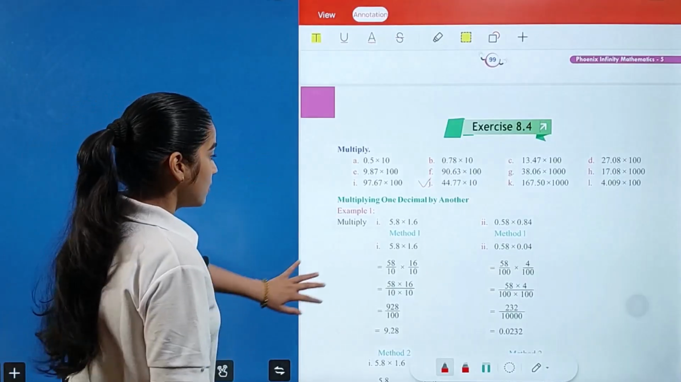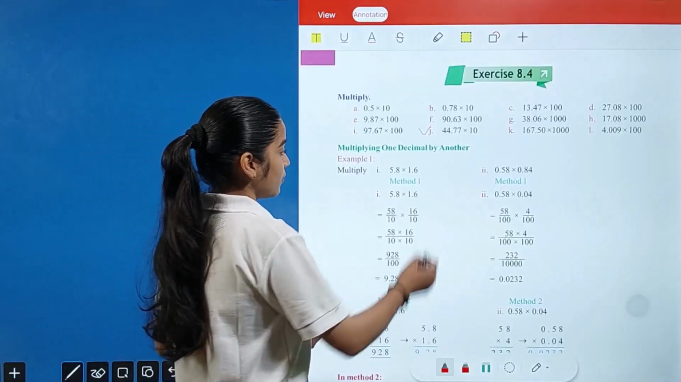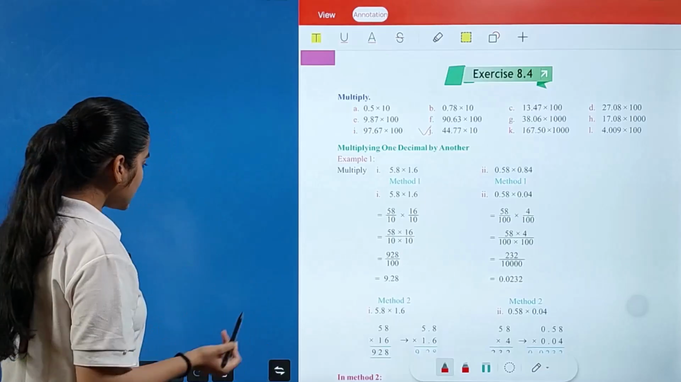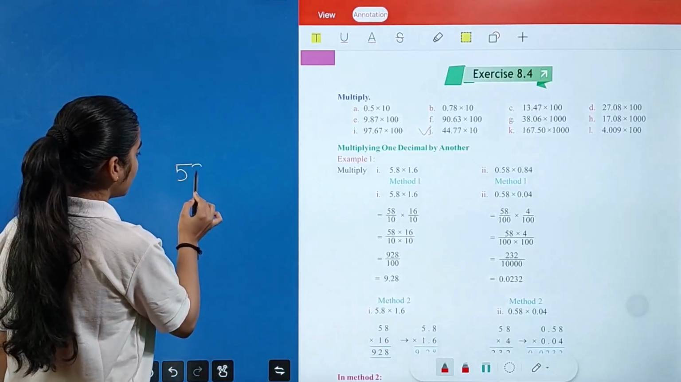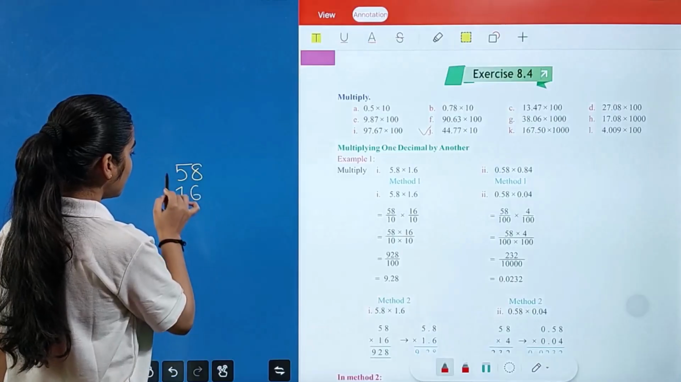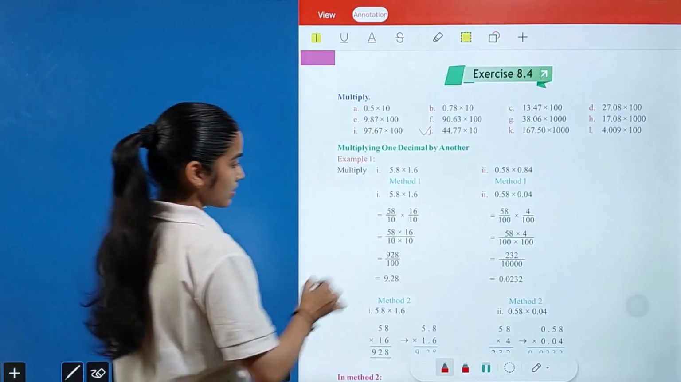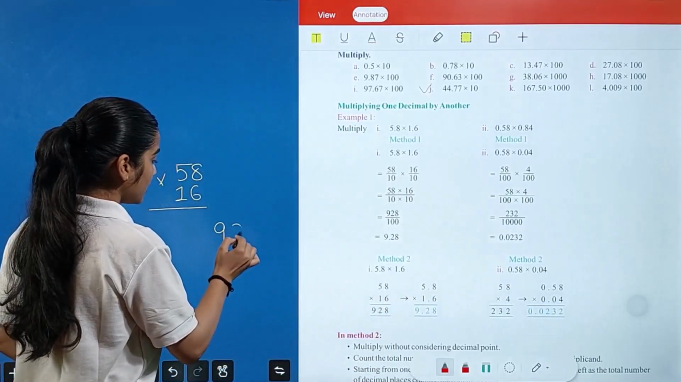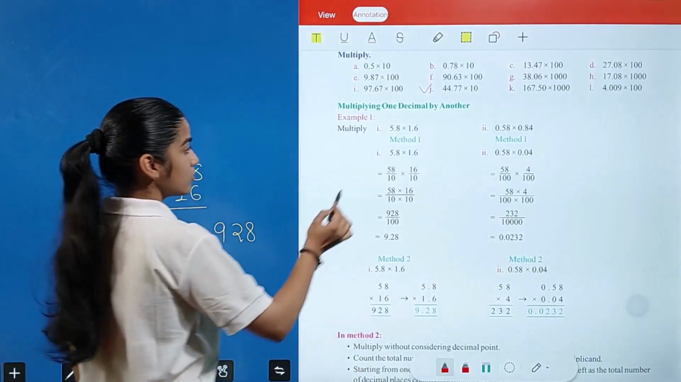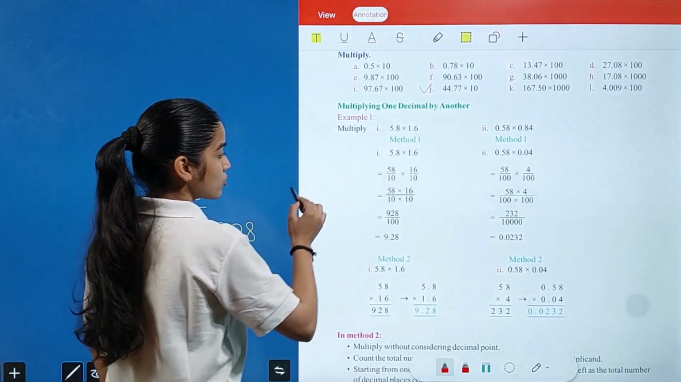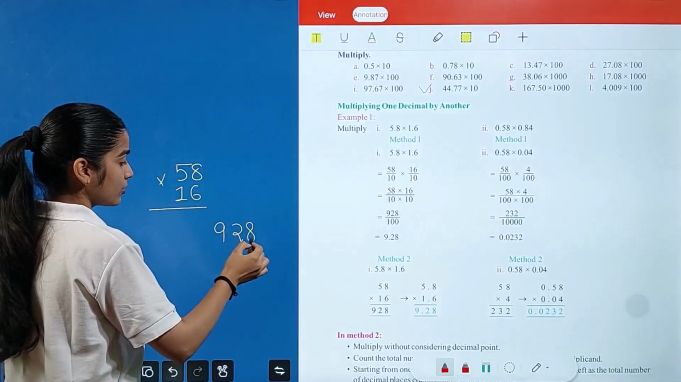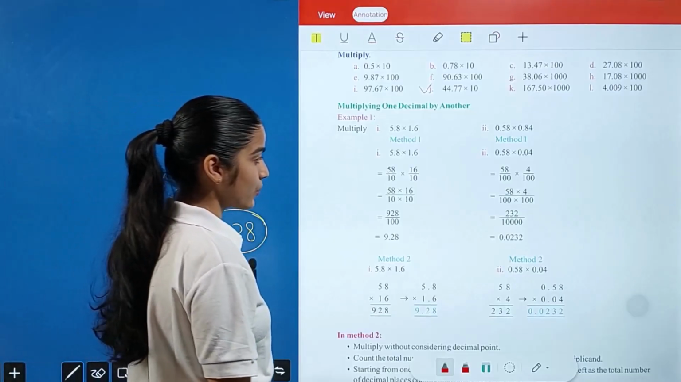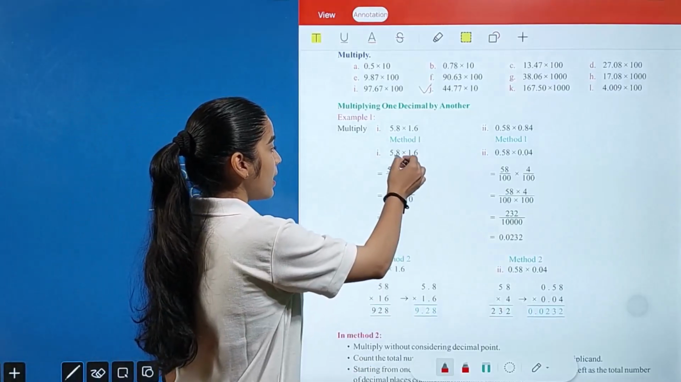Now multiplying one decimal by another. For example, if we have to multiply a decimal number by a decimal number, again the same process. Just forget about the decimal point and simply multiply it. So you will get your answer by multiplying this, 928. Okay. Now 928, you have to read how many digits you have after the points. 1, 2. So start your counting, 1, 2. 9.28 is your answer. Okay. Or you can also do that by removing the decimal.